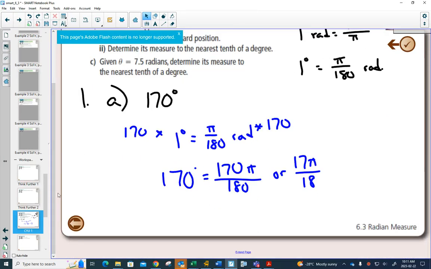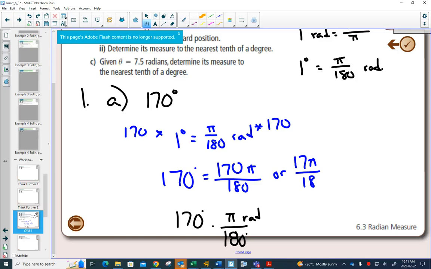Sometimes people like to think of it this way. If I start with 170 degrees, the reason I can multiply by pi over 180 is because pi radians is the same as 180 degrees. What you are essentially doing then is multiplying by 1. When we multiply something by 1, we don't change what it's equal to, but sometimes we change what it looks like. Like, for example, with fractions, sometimes you multiply by 3 over 3 to get a common denominator.